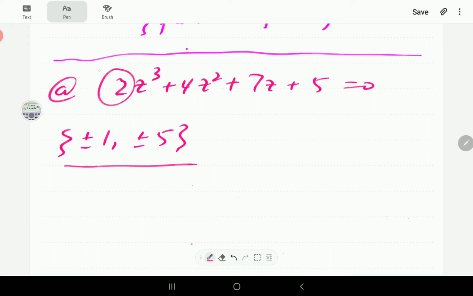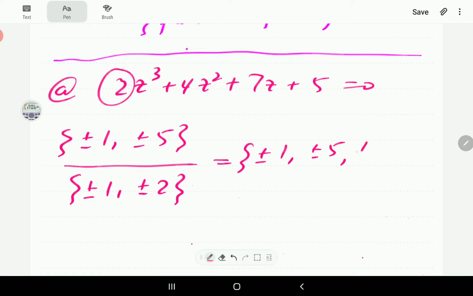The leading order coefficient is 2, and the factors of that are plus or minus 1 and plus or minus 2. So if we divide these by plus or minus 1, we get the same numbers back. Then if we divide them by 2, we're going to have plus or minus 1/2, plus or minus 5/2. So this is going to be the set of possible real rational roots of this equation.